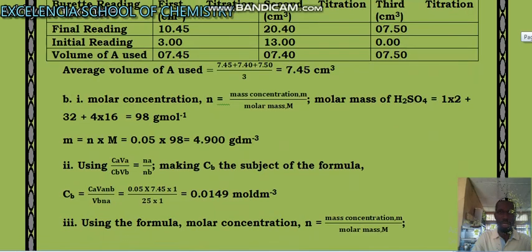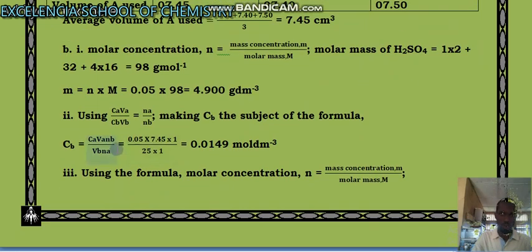Having noted that, ensure that the concentrations you use here are in mole per dm cube. We don't use gram per dm cube here. Now, making Cb the subject of the formula, and I strongly recommend you make it the subject of the formula before substituting, we substitute as follows. All the values we got here: Va is the average volume of A used, and Vb is the volume of the pipette.